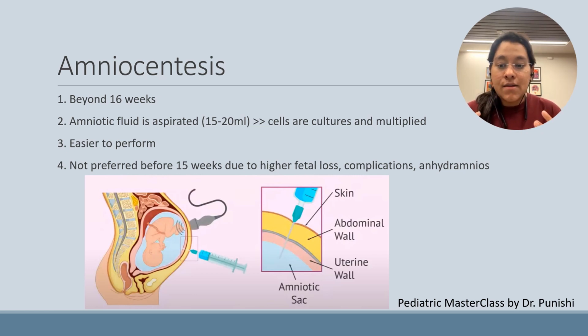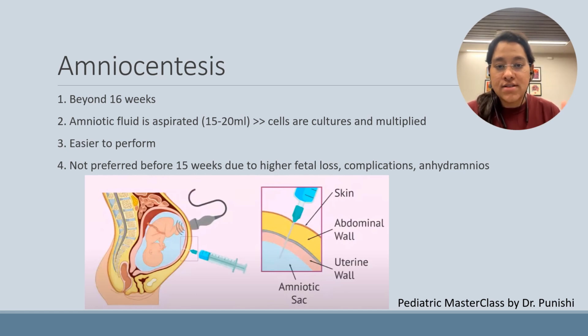Definitely amniocentesis is safer and easier to perform, and we do not prefer doing amniocentesis before 16 weeks. The reason being that we want to aspirate about 15 to 20 ml of amniotic fluid. So when done before 15 weeks, there might be a chance of anhydramnios or even increased risk of other complications like fetal loss, infections, etc. So 11 to 13 weeks, if you want to do a procedure, then it's chorionic villus sampling, and beyond 16 weeks, we can try for amniocentesis.